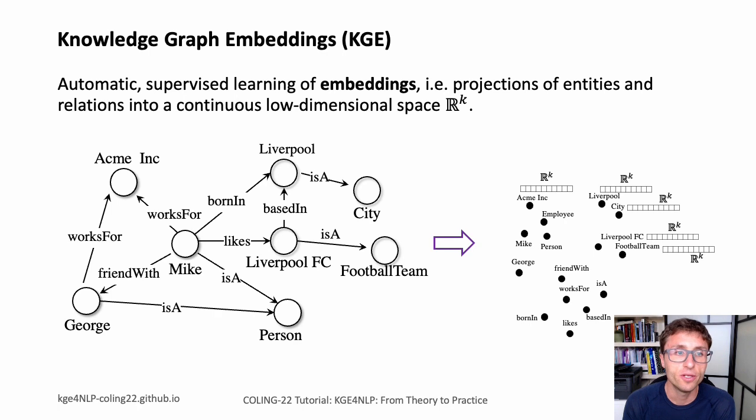So what is a knowledge graph embedding model, a KGE model? Well, it is an artificial neural network designed to automatically learn embeddings, which are nothing more than projections of nodes and edges into, like I said a minute ago, a continuous low dimensional space that typically includes a few hundred parameters for each node or edge type that we learn.